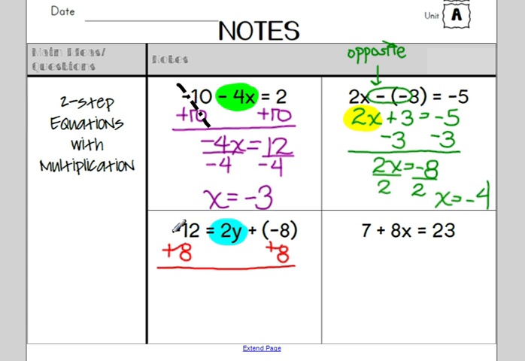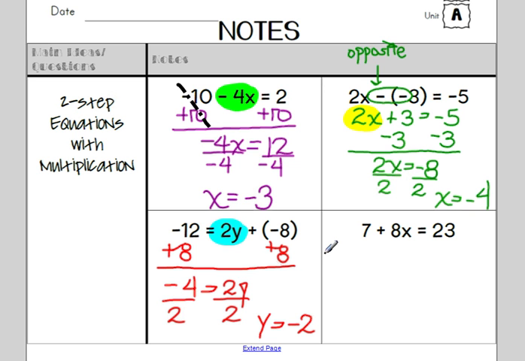So -12 plus 8 would give us -4. And that has been removed, so now we're just left with the 2y. We're still trying to isolate our variable, so we need to undo that multiplication of 2. So we are going to divide by 2. So our y would equal -4 divided by 2 is -2.